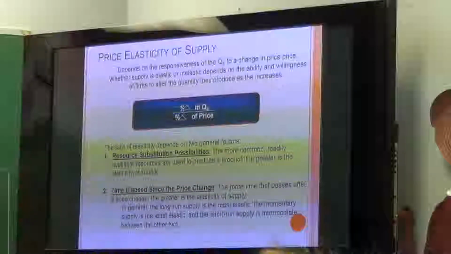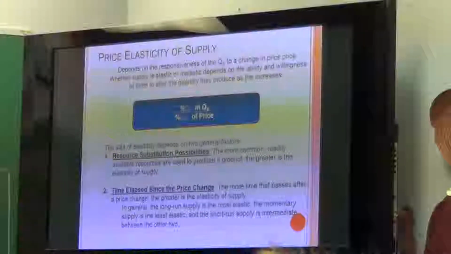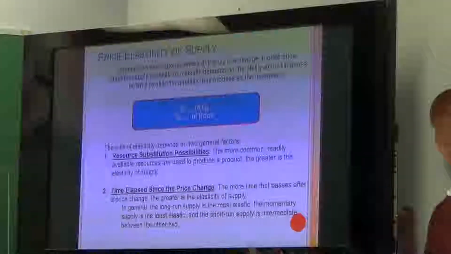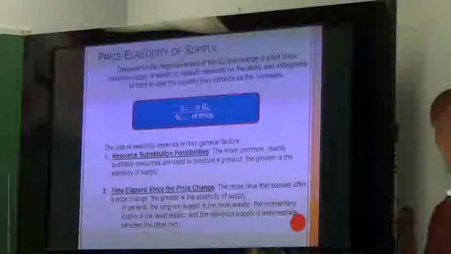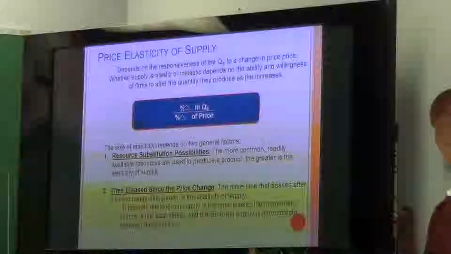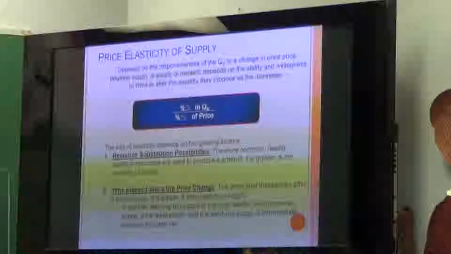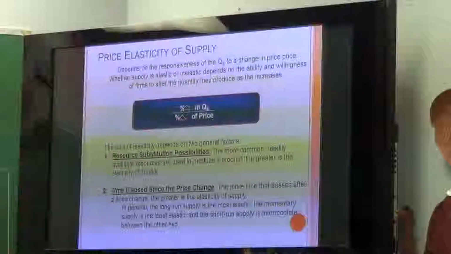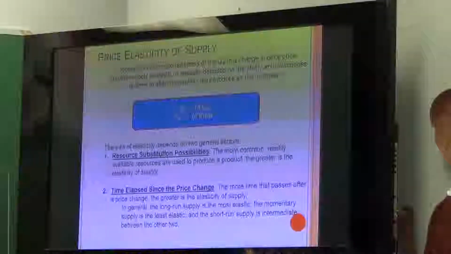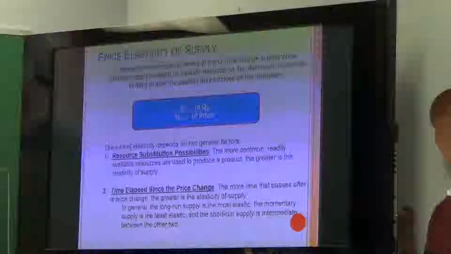Okay, so it's measuring the responsiveness of firms to a change in the price, just as we've measured the responsiveness of consumers. So the quantity supplied to a change in price is measured by dividing the percent change in quantity supplied of the product by the percent change of product price. So here it is.